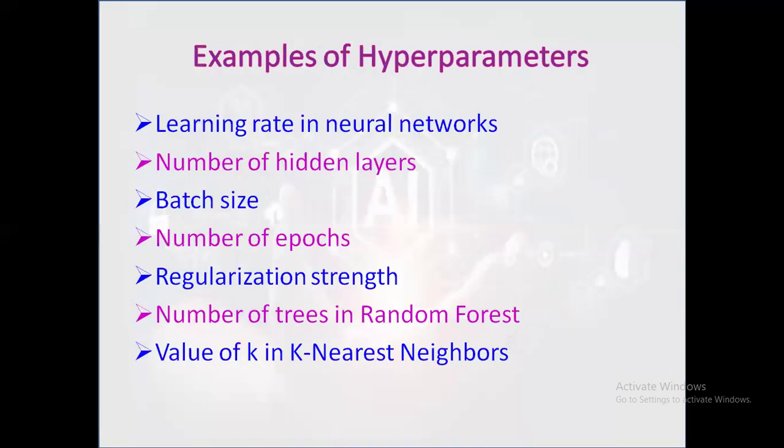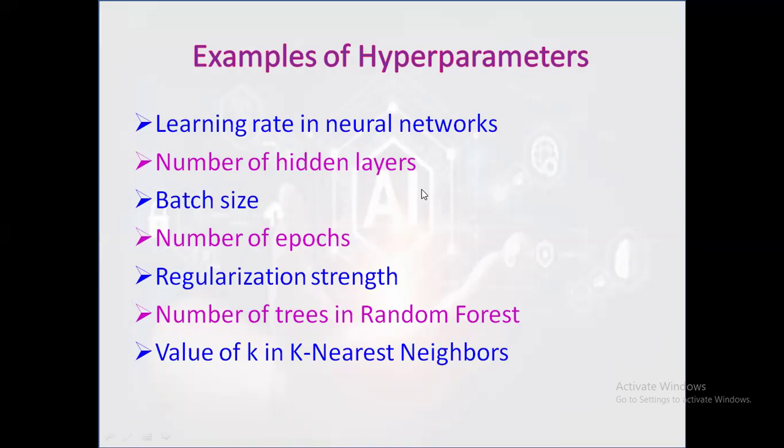Next, examples of hyperparameters. First, the learning rate in a neural network. The learning rate determines how large the update step is during gradient descent. We usually denote it by the term eta. A very high learning rate may cause unstable training, while a very small one can slow down convergence significantly.